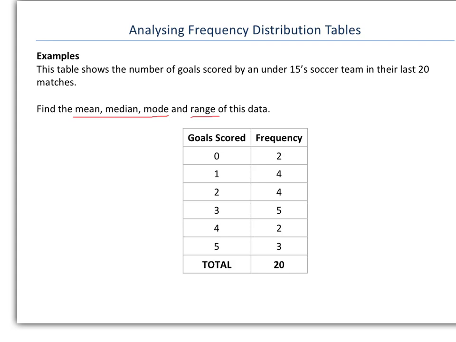These three things are generally easy to find if the data is written out in ascending order. But what do we do if it's not? Here the information is in a frequency distribution table. Now, because there's only 20 scores, we could pretty easily write them out in ascending order.